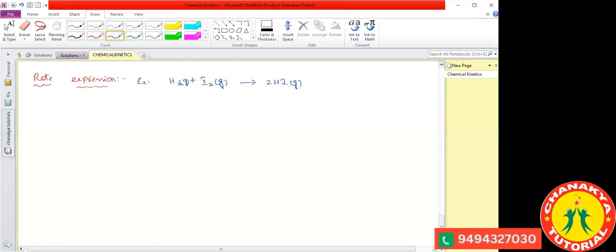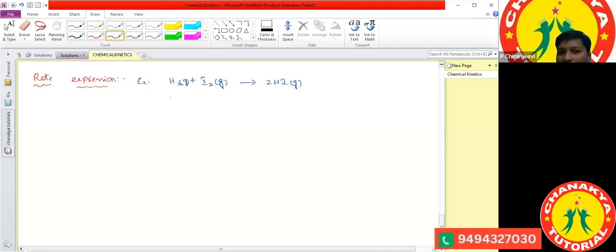So according to that one, now I'm writing it as a representation. How many moles of hydrogen did we take? 1 mole. Okay. What are the stoichiometric coefficients in the given reaction? What is the stoichiometric coefficient of hydrogen? 1. Of iodine? 1. Of hydrogen iodide? 2. Okay, the stoichiometric coefficient of hydrogen iodide is equal to 2.